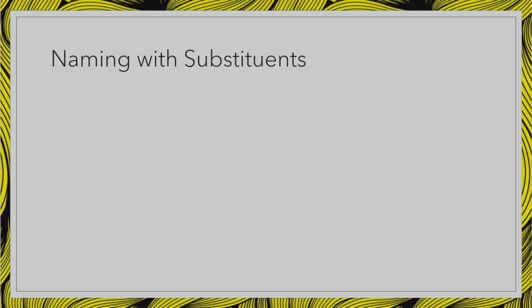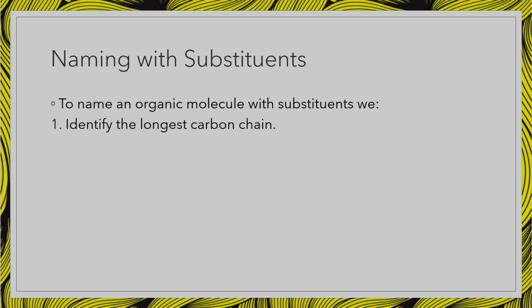Now, how do we name a compound with substituents? Well, we need to be very specific and very exacting with our naming, because if we don't name it right, then we're actually naming a different compound. To name an organic molecule with substituents, we follow these rules. Firstly, identify the longest carbon chain. This is our parent chain, and it forms the basis.